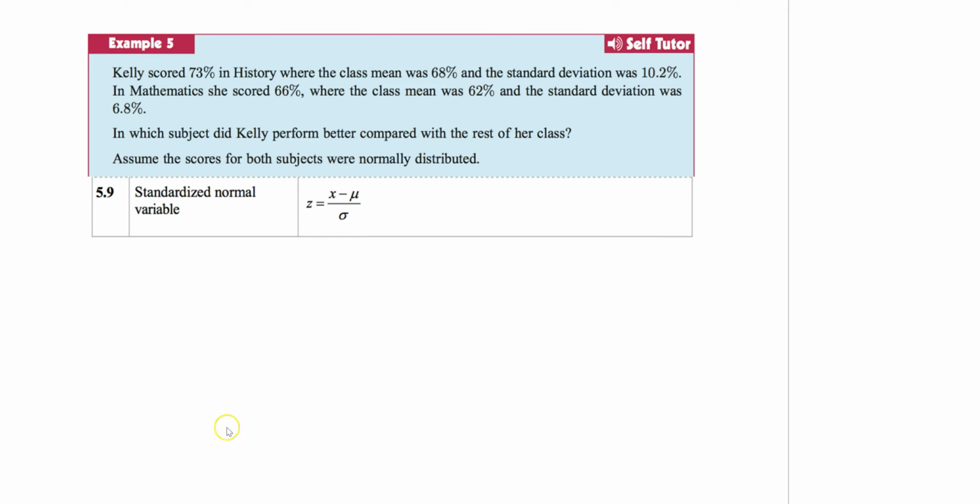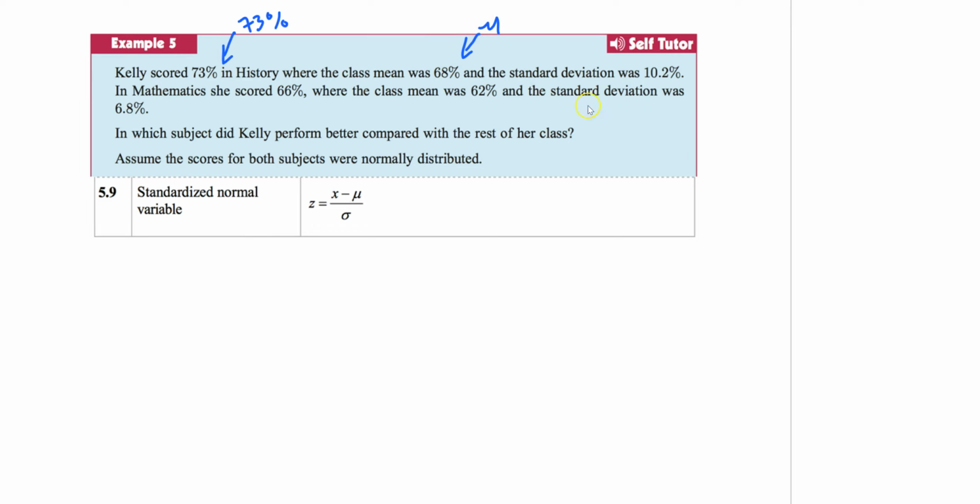Let's actually compare two things. All right, so look at this: Kelly scored 73 in history, where the class mean was 68. That's a great teacher. So there's her mean. That's Kelly's score. The standard deviation for that class is 10.2, right? So my standard deviation is going to be 10.2. In mathematics, she scored 66.